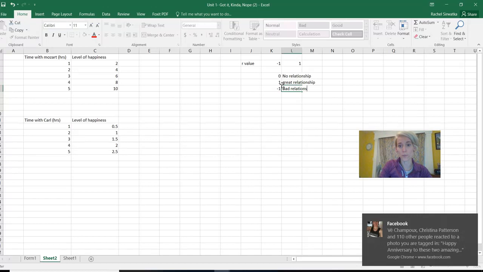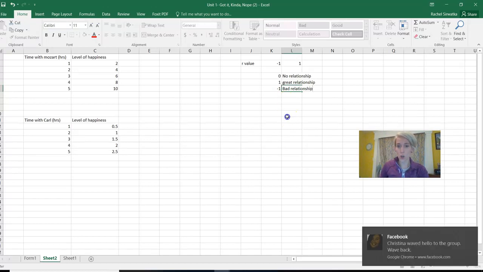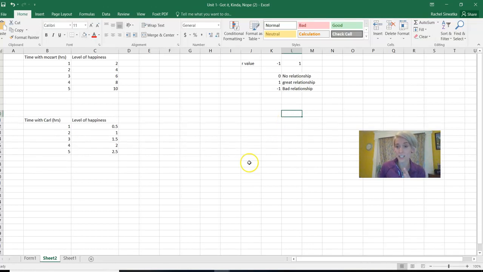Okay, so we're looking for the relationship. The closer it is to 1, in either the negative or the positive direction, the stronger the correlation we're seeing.